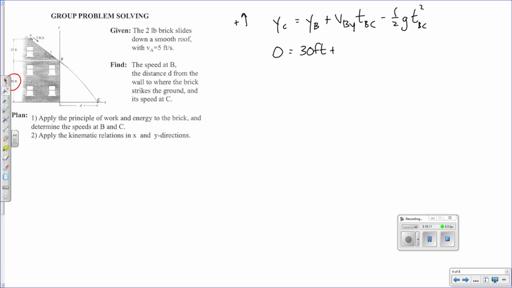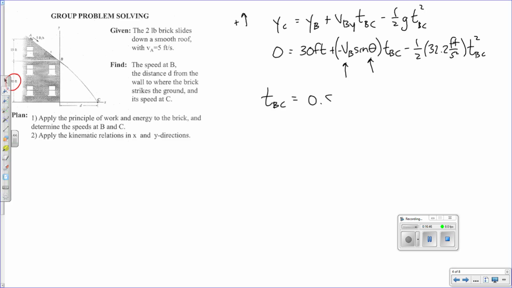Plus VBY, that's just negative VB sine theta times TBC, minus 1/2 times 32.2 feet per second squared times TBC squared. We know what VB is. We solved for theta in the last slide. So the only unknown at this point is TBC. Using our quadratic formula, TBC turns out to be 0.899 seconds. This is the flight time.